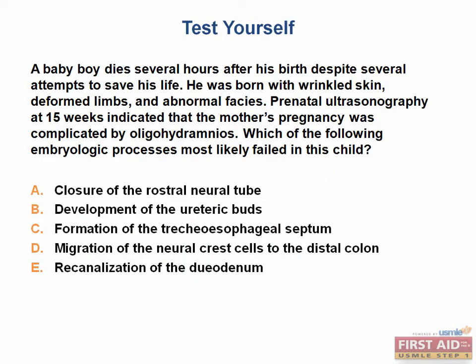Alright, let's finish it off with a board-style question. A baby boy dies several hours after his birth despite several attempts to save his life. He was born with wrinkled skin, deformed limbs, and abnormal facies. Prenatal ultrasonography at 15 weeks indicated that the mother's pregnancy was complicated by oligohydramnios. Which of the following embryologic processes most likely failed in this child? Correct answer is B, the development of the ureteric buds.